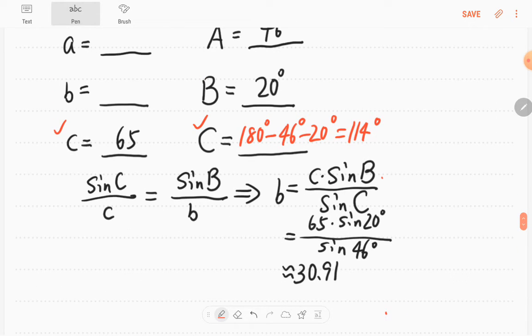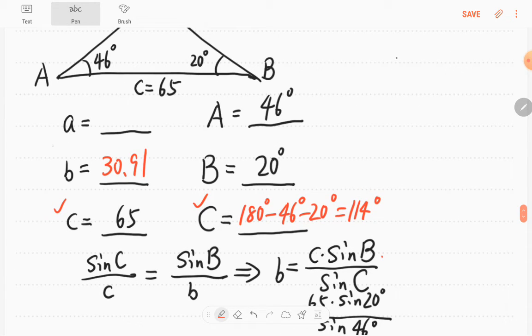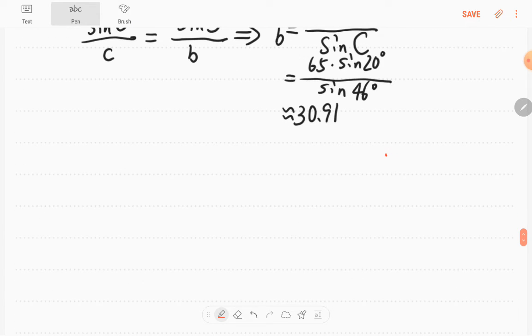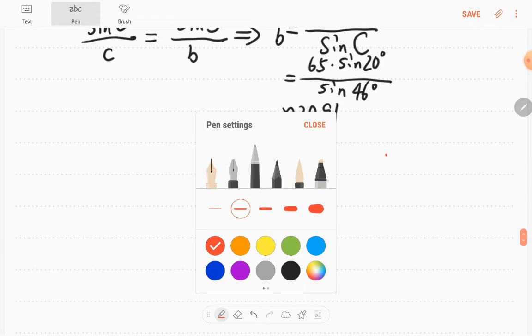Okay, so here then we need to calculate side A, right? But we will not use side B and angle B to calculate side A. The reason is side B is already an approximation number. So if you use this approximation number to find another approximation number, then your error will be increased, right? So we still use side C and angle C to calculate side A.